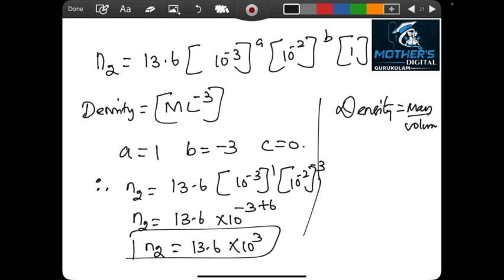Therefore, 13.6 gram per centimeter cube is equal to 13.6 into 10 power 3 kilogram per meter cube.